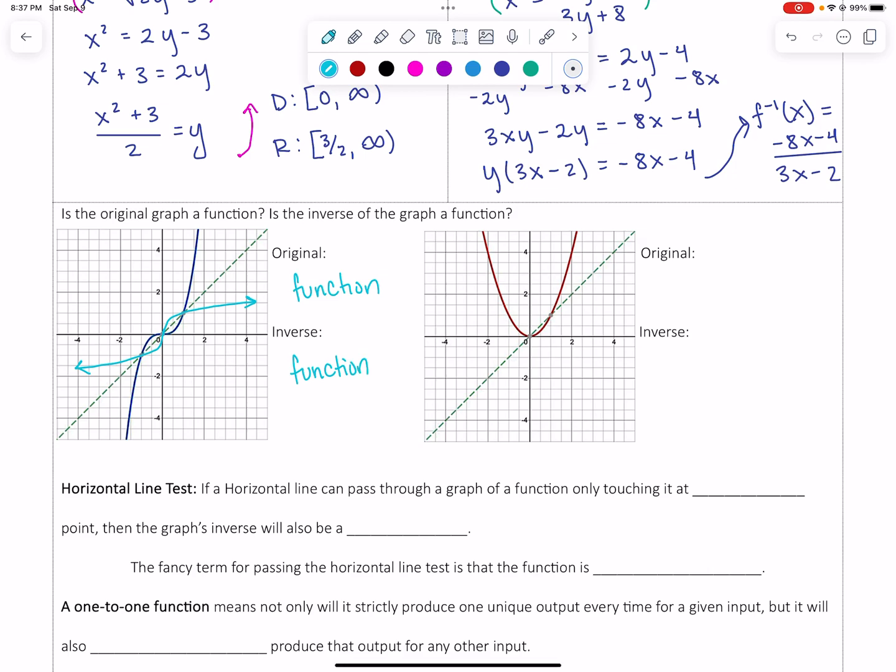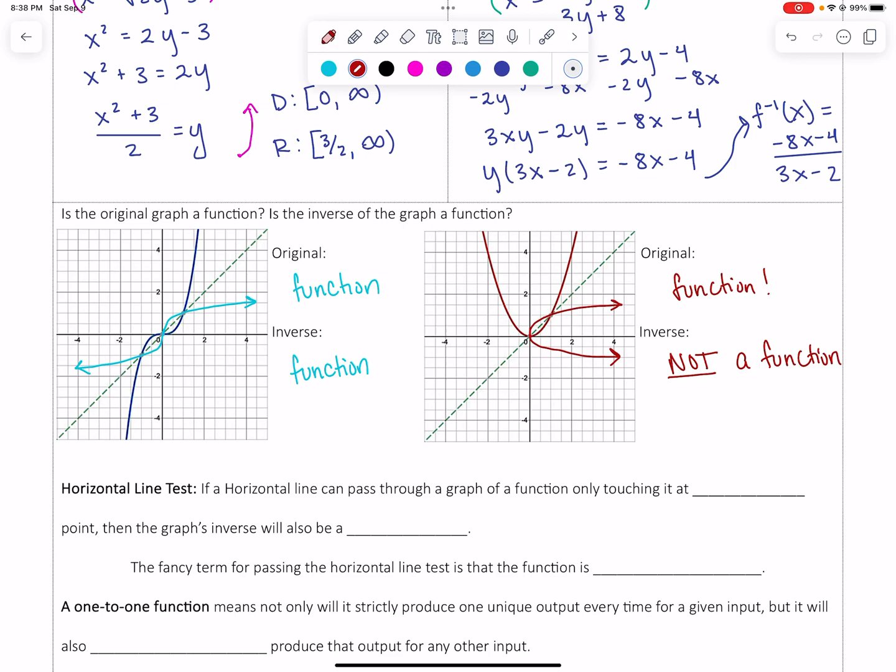So it's pretty cool on this one. But if I now look at my function over here, yes, it's a function. It's a parabola, absolutely. However, my inverse of this is going to be the sideways parabola, and it is not a function. Sometimes your inverses end up not being functions. So this is where it's kind of cool.